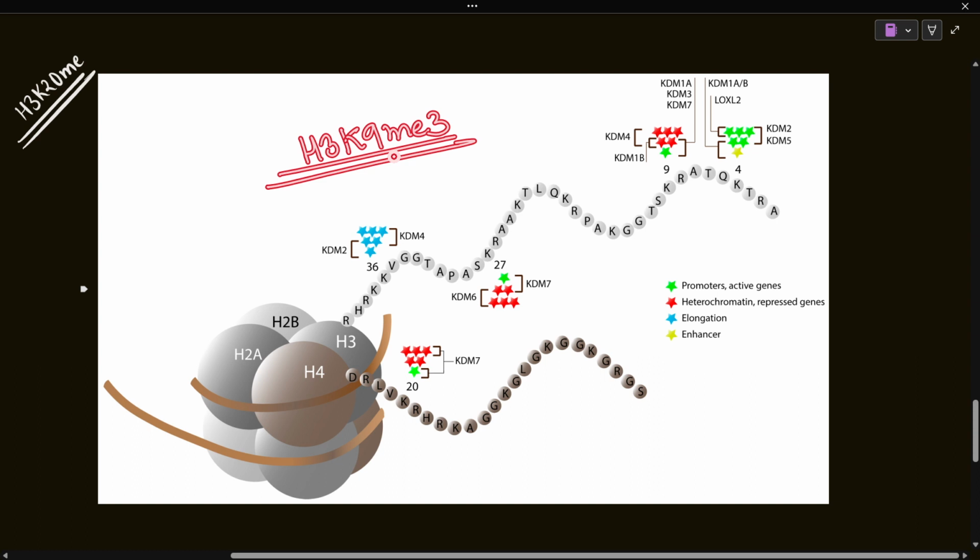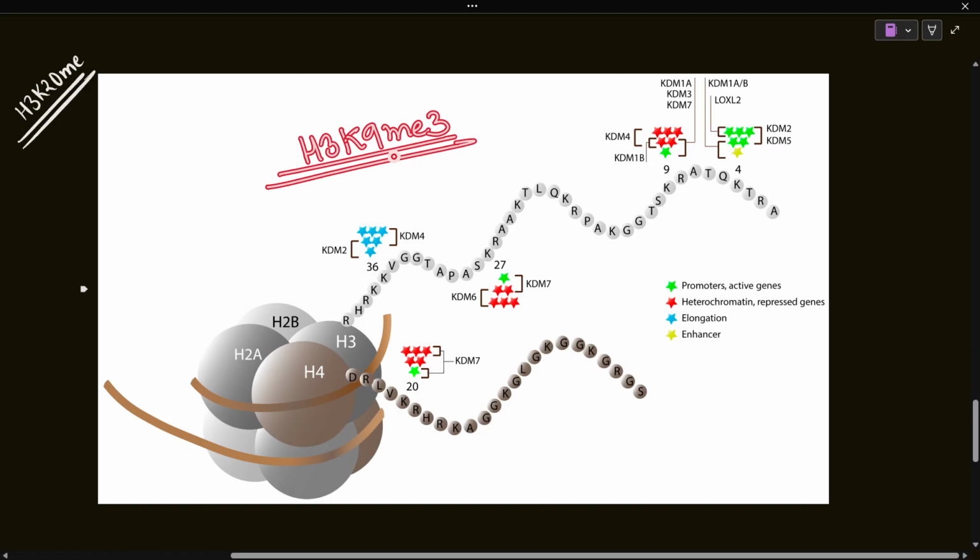Generally it's a repressive mark, but the exception is that it also regulates some enhancer regions or the promoter regions. It also regulates enhancer regions which fall under tandem repeats or some satellite DNA. So this exception is worth noting, so don't forget about it.